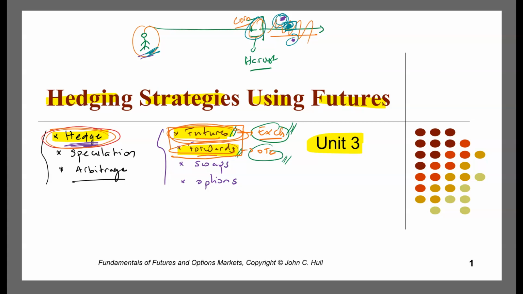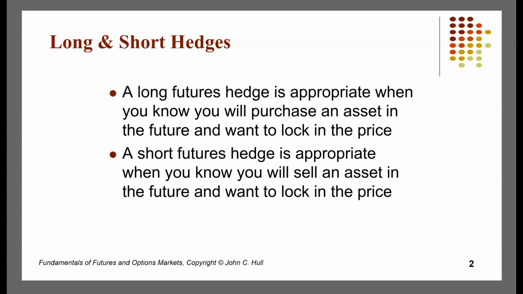And so if you're going to do that, you're going to have to choose what approach to take. You could either take a long position in the forward or take a short position. And so this is the key here in this unit. It is being able to recognize what kind of position it is that you need to take. Typically, a long futures hedge is appropriate when you know you will be purchasing the asset in the future and you want to lock in the price today. So you take a long position if in the real world you want to purchase the asset.